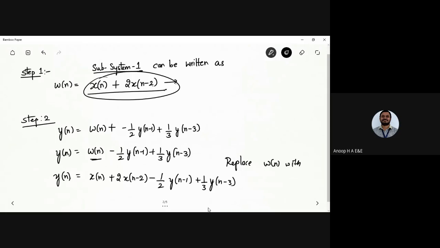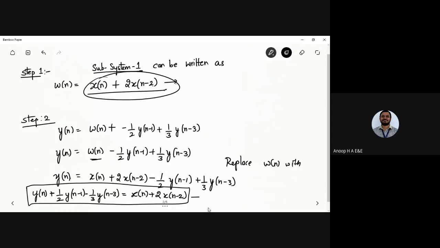So I can rewrite the equation. I can have y terms at the one end and the x terms at the other end. That is input signal on one end and the delayed block, which is associated with both input and output signal, right? So this I can write as y of n plus 1/2 y of n minus 1 minus 1/3 y of n minus 3 equal to x of n plus 2 times x of n minus 2. So this is the difference equation.